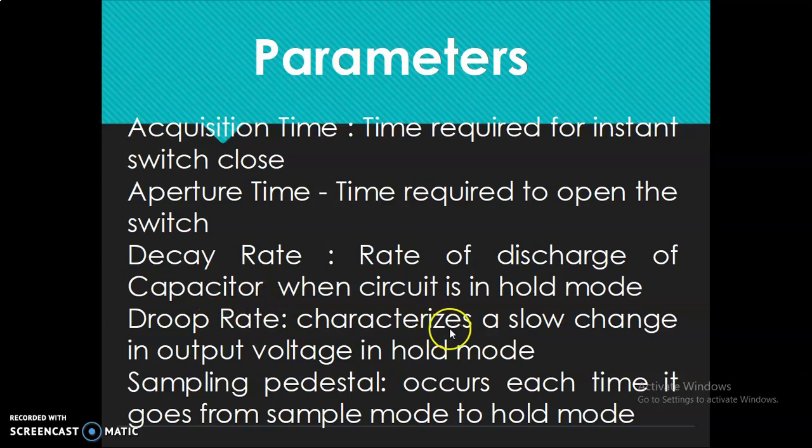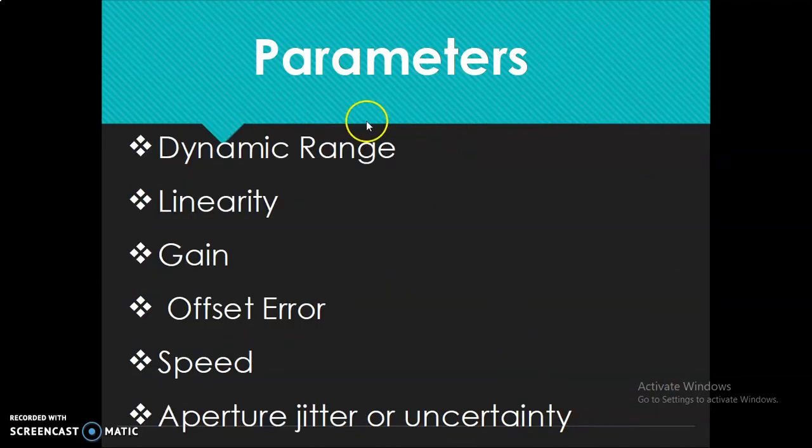Droop rate characterizes a slow change in input voltage in hold mode. Sampling pedestal occurs each time it goes from sample mode to hold mode. Other parameters are dynamic range, linearity, gain, offset error. You have already studied these in your digital electronics, in the analog to digital and digital to analog converters. Another parameter is the speed, aperture jitter or uncertainty.